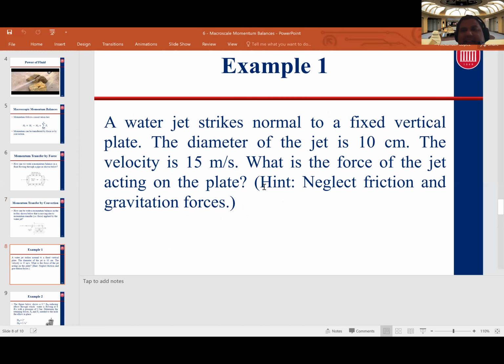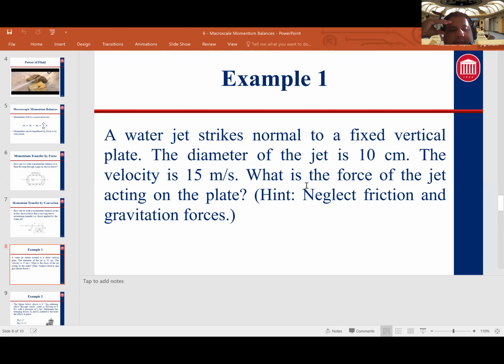So let's look at another example, because I think the best way to look at momentum balances is just working through examples, trying to define the systems, figure out what the key flow terms and the key forces are that we have to consider. So for this one, we just have a water jet striking normal to a fixed vertical plate. The diameter of the jet is 10 centimeters. The velocity it strikes the plate is 15 meters per second. So what is the force of the jet acting on the plate?